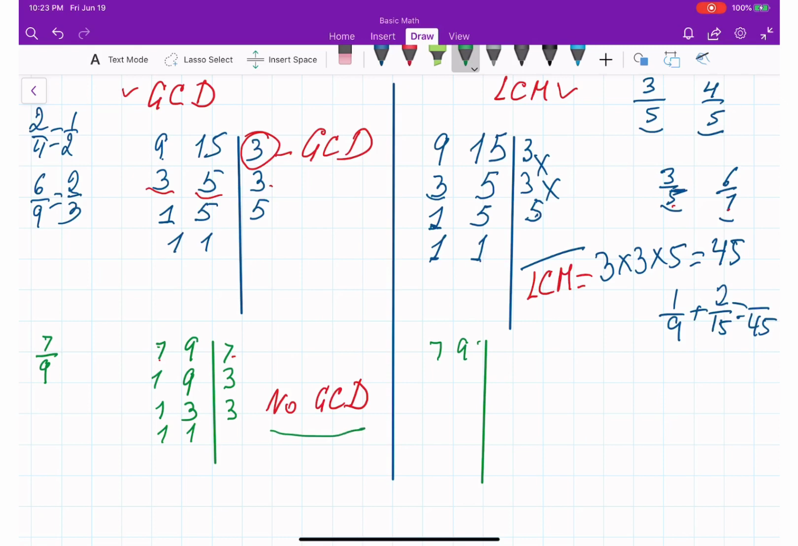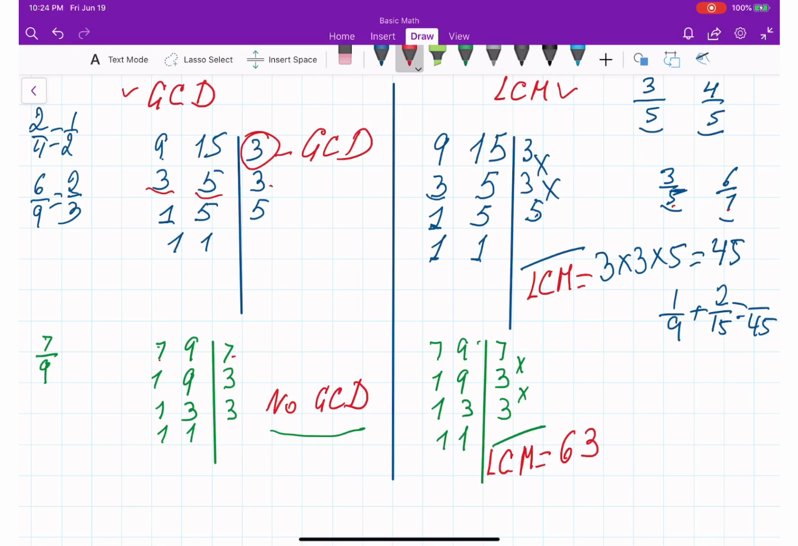Now let's find least common multiple. The same way, divided by 7 is 1, and 9 is not divisible. Divide by 3, I get 1 and 3, and 3 divided by 3, I get 1 and 1. So in this case, least common multiple is going to be 7 times 3, 21. 21 times 3, 63. So if we have fractions with denominators 7 and 9, we can bring them to the common denominator of 63.